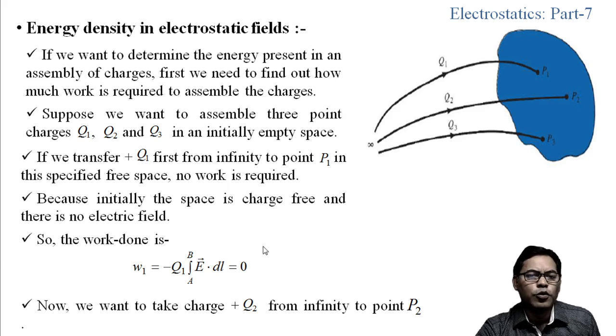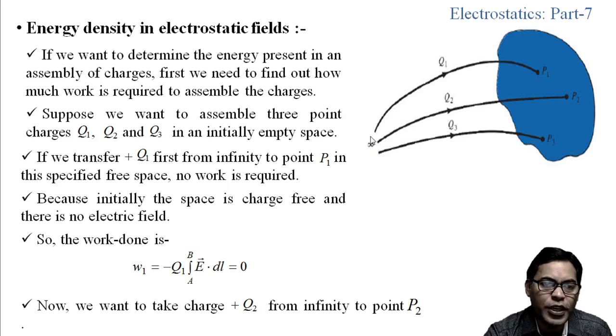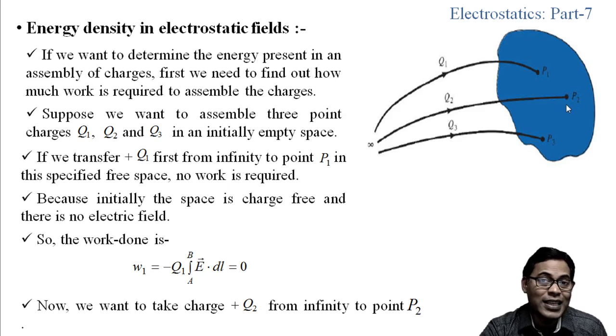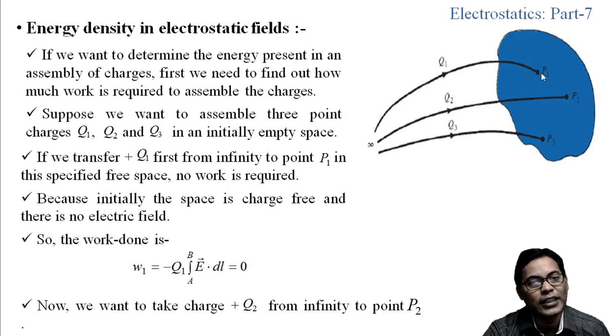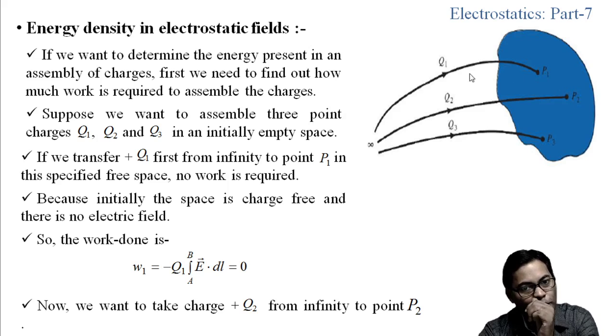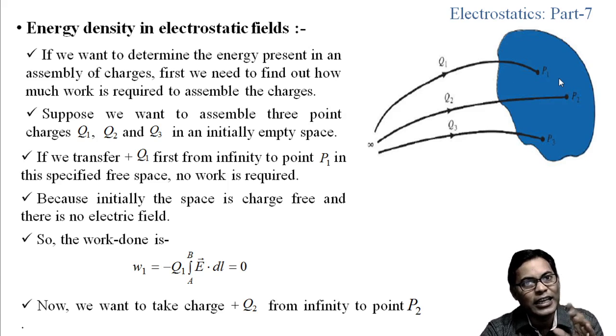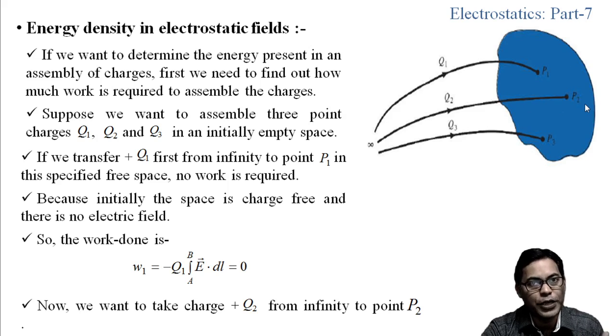Now we want to take Q2 charge from infinity to the point P. In this case, the work done will not be 0 because initially here in this point P1, Q1 charge is present. For that the electric field or electrostatic field will be here in this space. So we need to do some work to move the Q2 charge from infinity to the point P2.